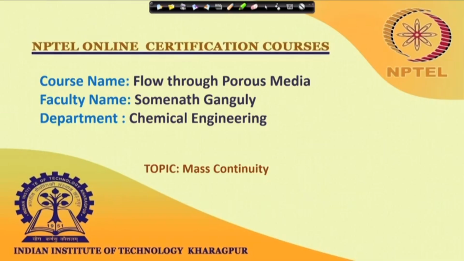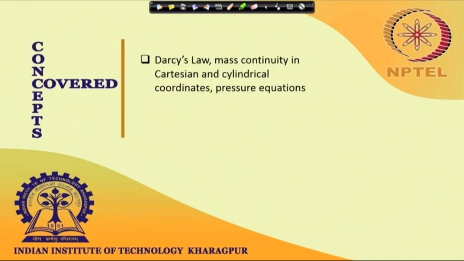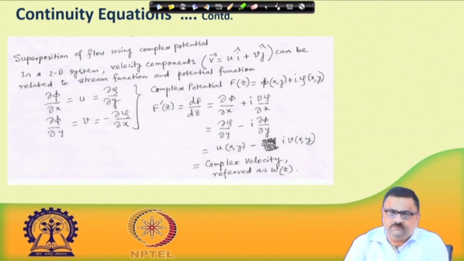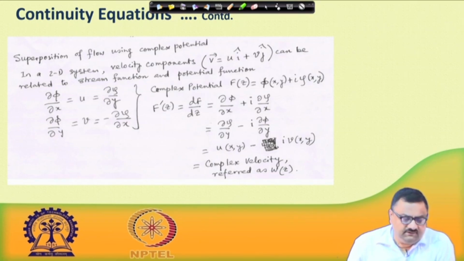This is something where we are taking our continuity to the next level, which is in the form of the stream function and potential function. So, let me start today's lecture. We are working on mass continuity in Cartesian and cylindrical coordinate systems, and our objective is to find pressure equations and velocities. Now, we have this definition of stream function and potential function. So, what is this definition?